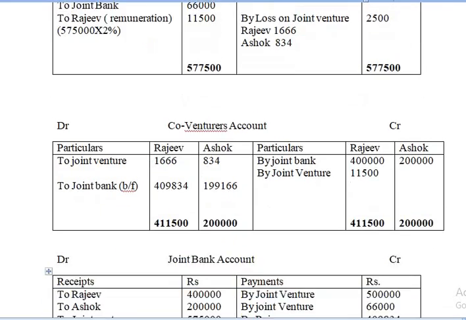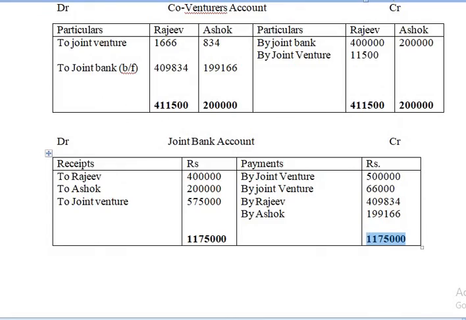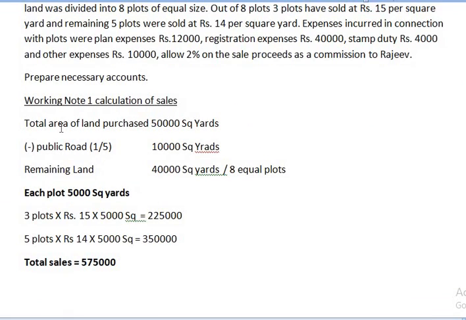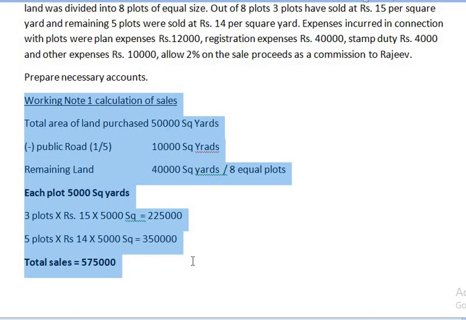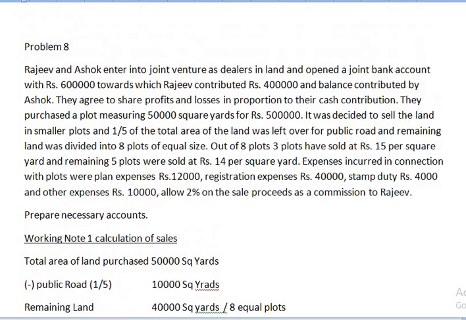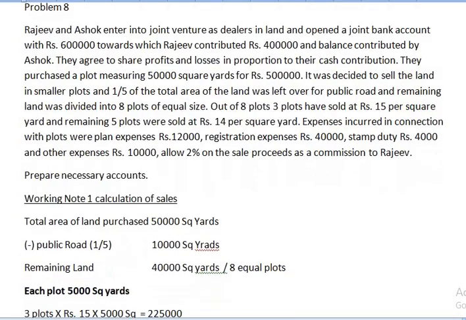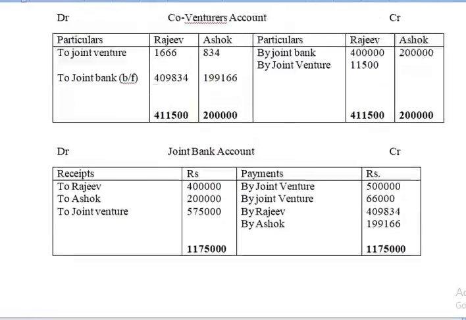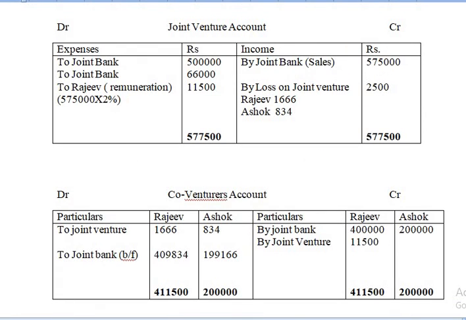Joint venture account, co-venture account and joint bank account. Here the only missing information is the amount of sales. So this is the working note for calculating the amount of sales. Okay, thank you students. Here the 14 marks joint venture problems were over. From next class onwards I will start 6 marks problems. Thank you students.